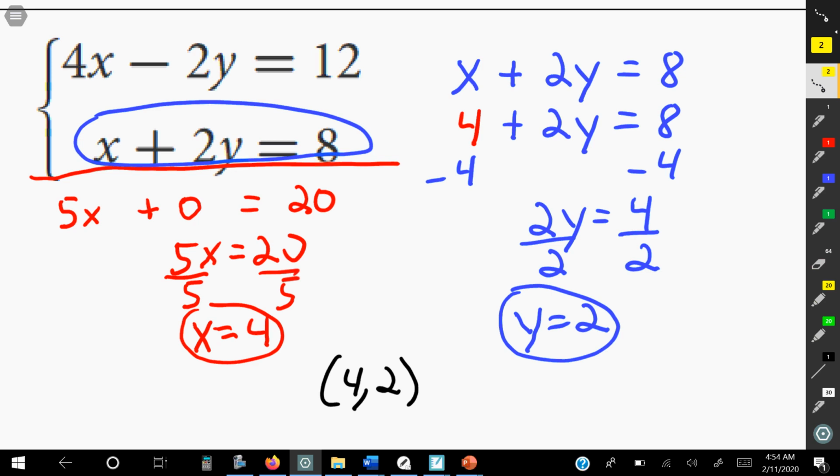This one right here is one where we just added. This next one is when we subtract. And what I like to say is when you subtract, you always add the opposite. So that's going to ring true here. Let's take a look at this next example.